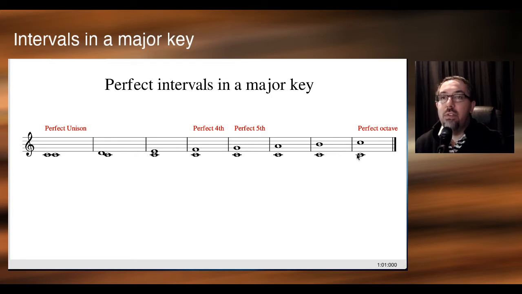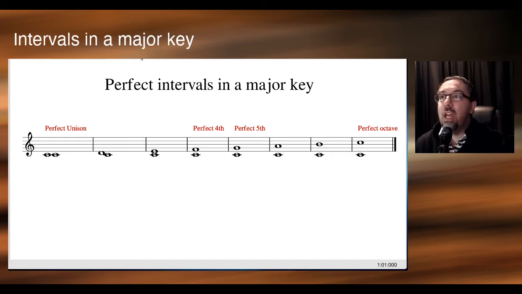And then I'm going to skip a few more and go to the last one. I've got C to the next C, which is a distance of eight notes, which is our perfect octave. And within any major key, if you've got the root note playing to the next one, that's our unison. We've got our fourth, our fifth, and an octave. And so every major key you'll have these perfect intervals in it.